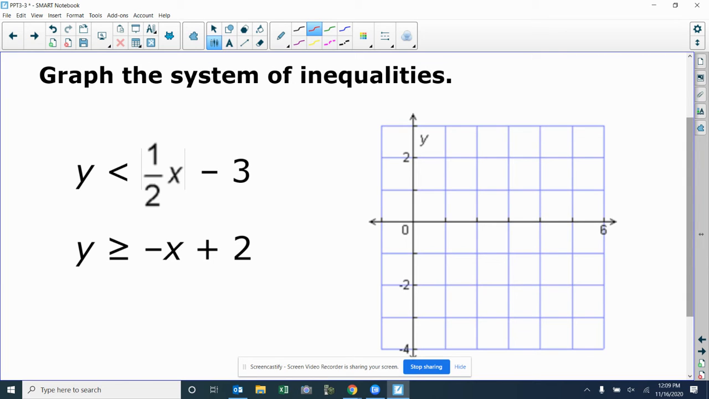So again, these are already solved for y, so that's very helpful. This is going to be y equals 1/2 x minus 3. Why am I writing with an equals? Only so I can do what? Graph it. Okay?